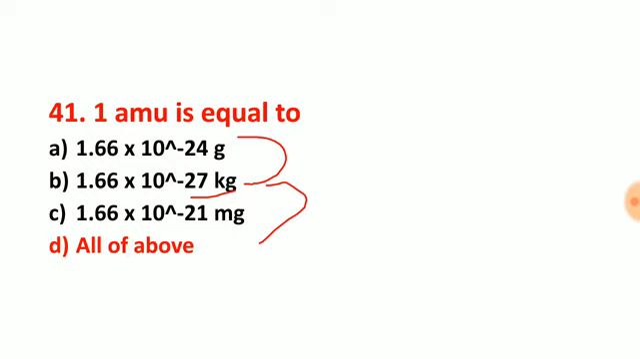1 AMU means atomic mass unit. We calculate the mass of a substance in atomic mass unit. The mass of electron, proton, neutron, and subatomic particles we measure in AMU for easy convention, because in 1 AMU there are 1.66 into 10 to the power minus 27 kg. This is equivalent, and so all are the same.